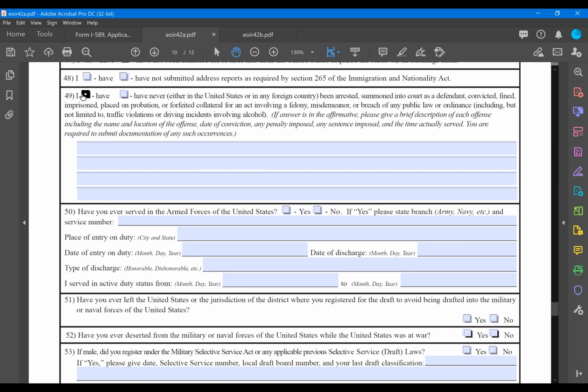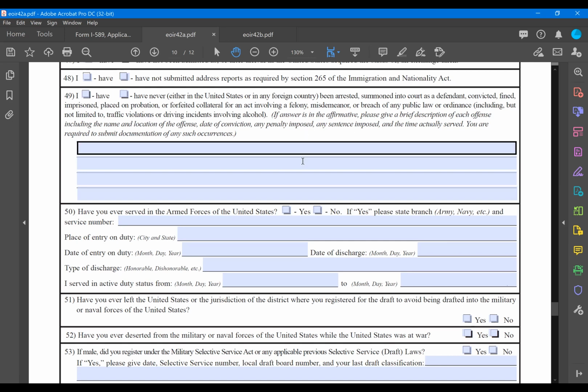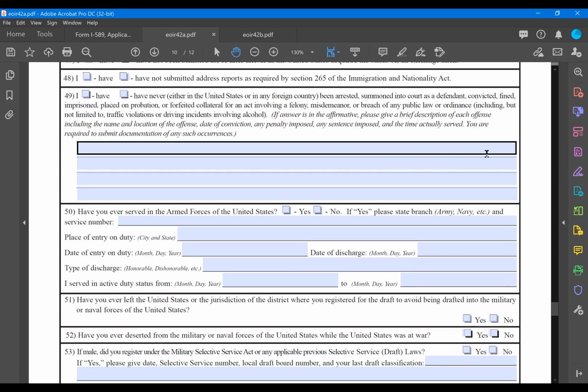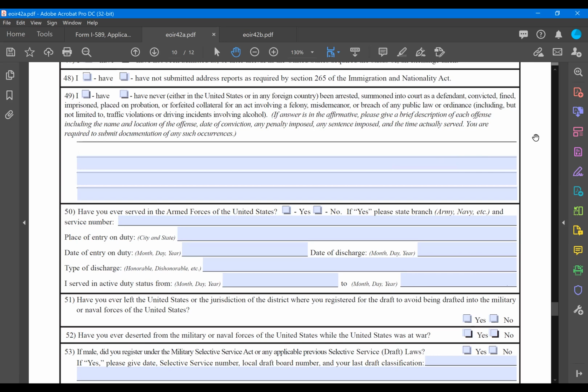So if the answer is yes, which for most people, they have at least gotten a traffic ticket, you have to explain it here. 2005 speeding ticket in Laredo, Texas, paid fines. And that's usually sufficient for something like that. If it's a bigger deal, which usually if they're a permanent resident doing cancellation of removal, there is a bigger criminal problem, such as, oh yes, I was convicted of possession with intent of marijuana, then we're going to have to explain that out here.